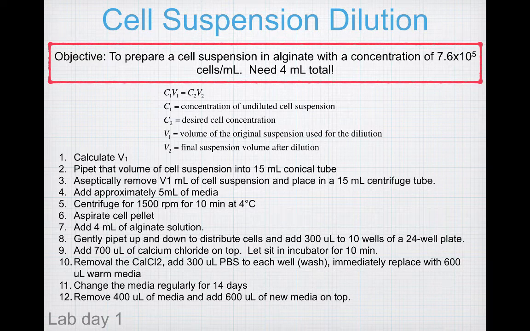And then when you've finished and you've covered all 10 of your alginate gels, you'll place the lid on the well plate and incubate for 10 minutes. And after 10 minutes, you'll remove the calcium chloride from each well and replace it with 300 microliters of PBS.